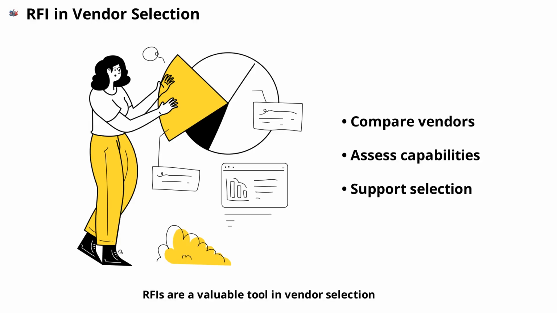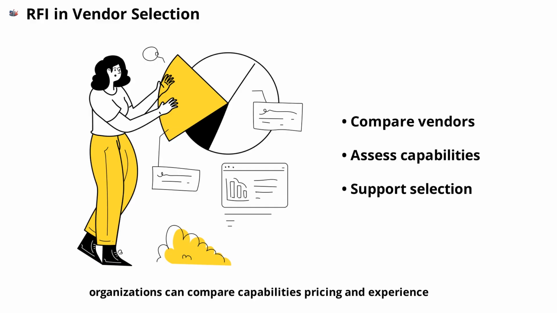RFIs are a valuable tool in vendor selection. By requesting information from multiple vendors, organizations can compare capabilities, pricing, and experience. This process helps ensure that the chosen vendor is the best fit for the project or purchase.